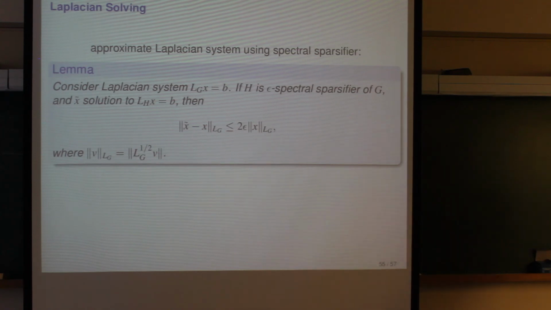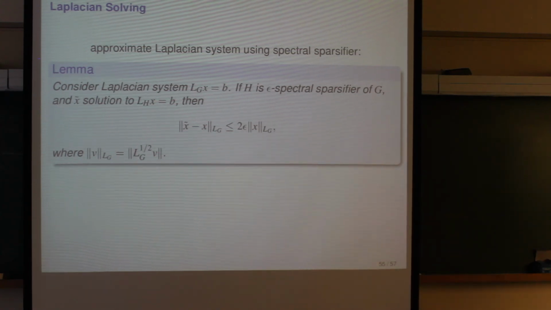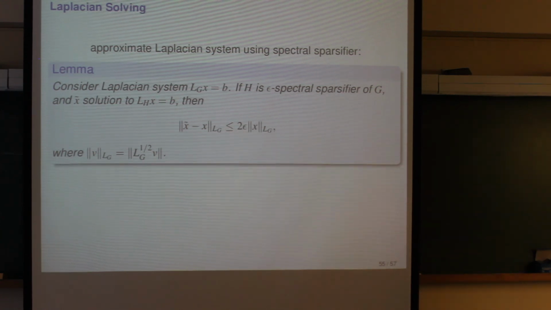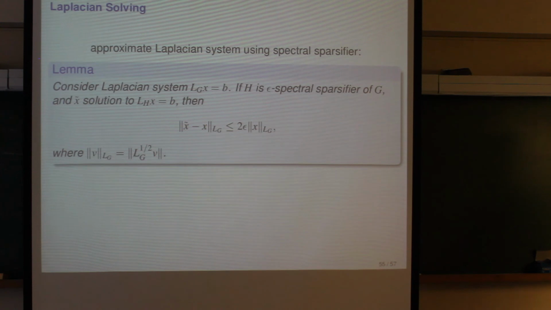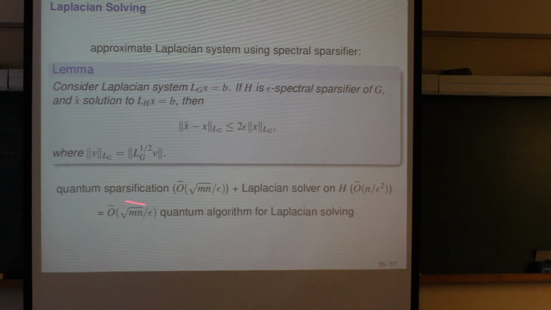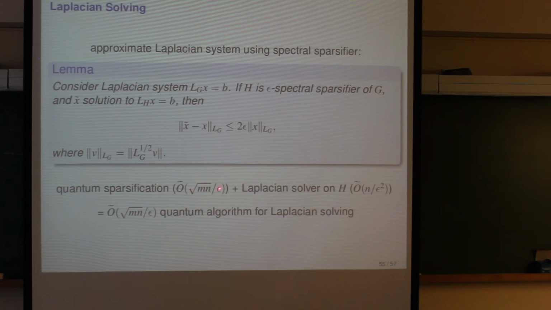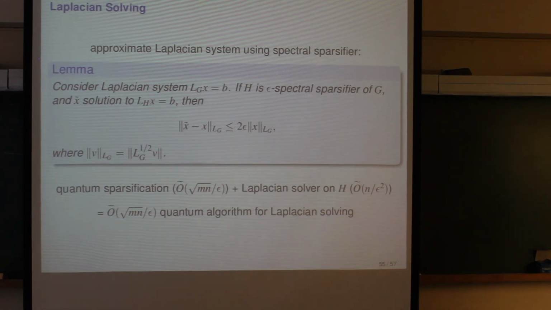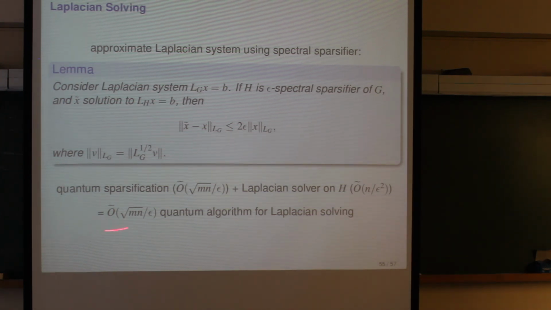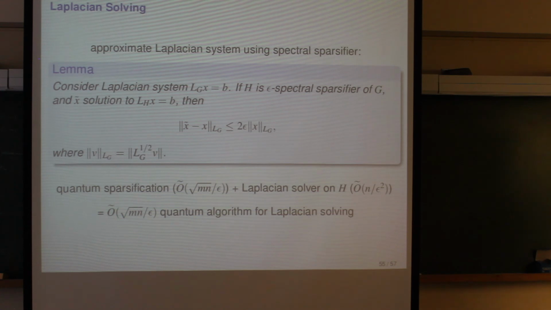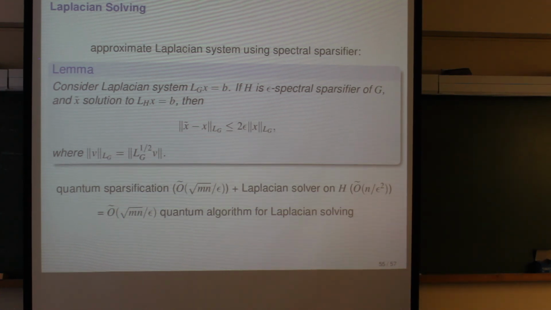We can do the same thing, pretty much. What we can do is prove the fact that I mentioned earlier: you can solve the Laplacian system in the sparsifier and approximate the original Laplacian system. So again, we apply quantum sparsification on this original graph, which takes square root mn over epsilon time, and then we just apply a Laplacian solver on the sparsified graph, which is now going to be a very small cost. So the cost is dominated by this first step, and so we get a square root mn over epsilon quantum algorithm for Laplacian solving.